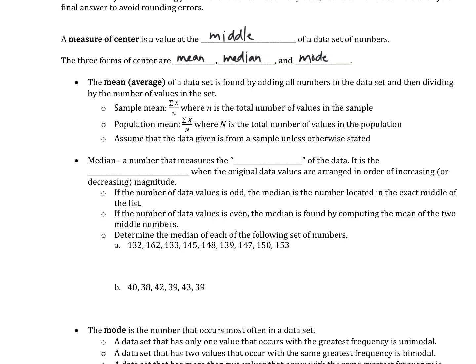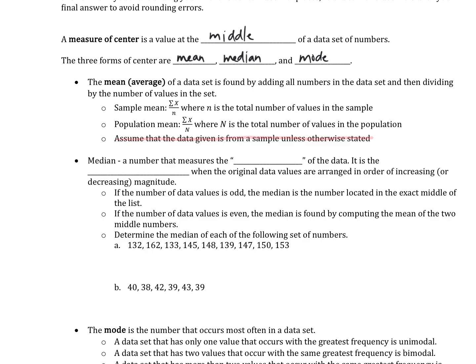So the mean or the average of a data set is found by adding all numbers in the data set and dividing by the number of values in the data set. A sample mean is the sum of all x values divided by n, where lowercase n is the total number of values in the sample. Population mean is divided by uppercase N. So you have to be able to know the difference in your variables as to which one's representing a sample, which one's representing a population. So uppercase N is population number, lowercase n is sample number. And again, assume the data given is from a sample unless otherwise stated.